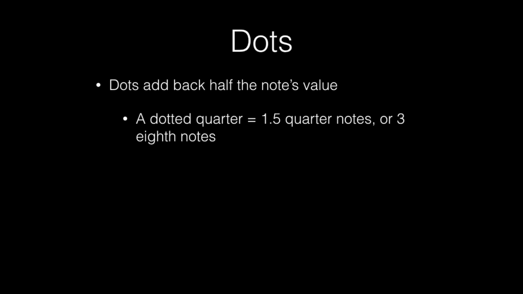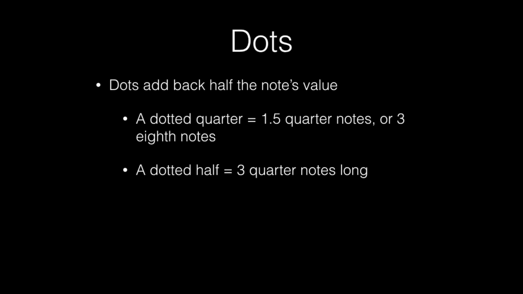Notes also may have dots associated with them. What dots do is they add back half the note's value. So if you have a quarter note and you dot it, you would have 1.5 quarter notes, or something that takes the duration of 3/8 notes. Since a quarter note has 2/8 notes in it, if you dot it, it has 3/8 notes in it.